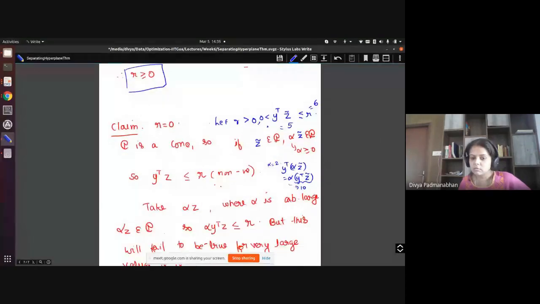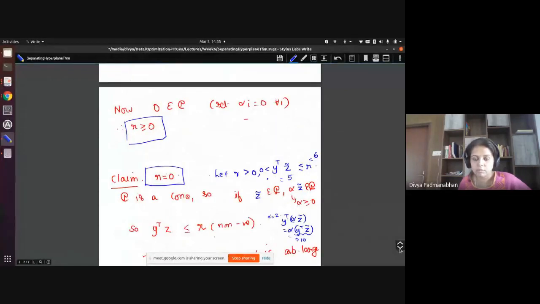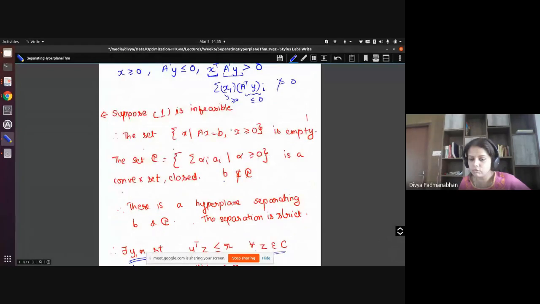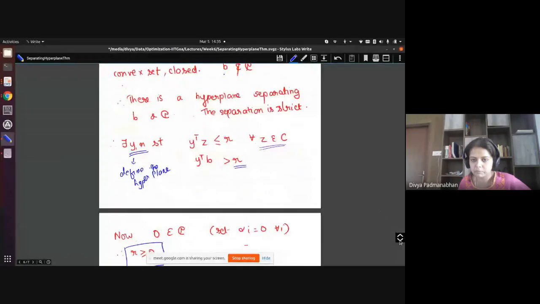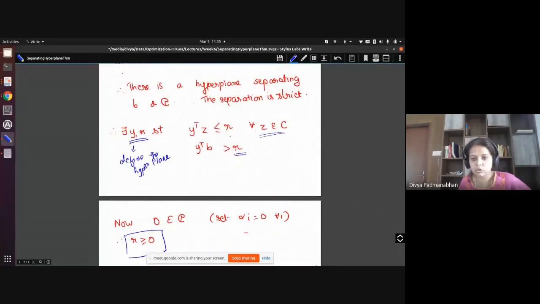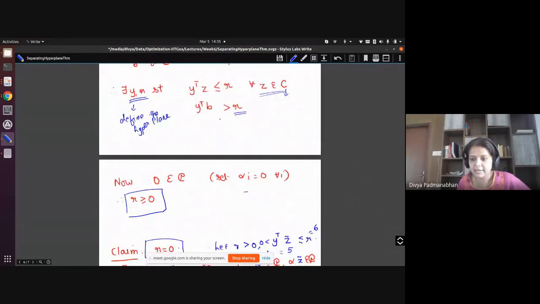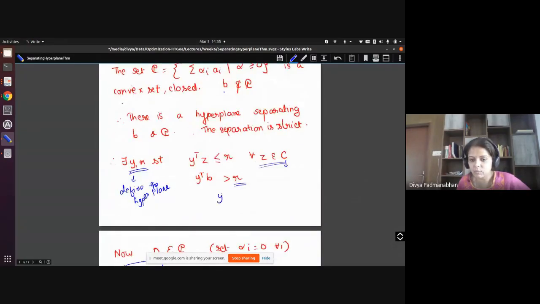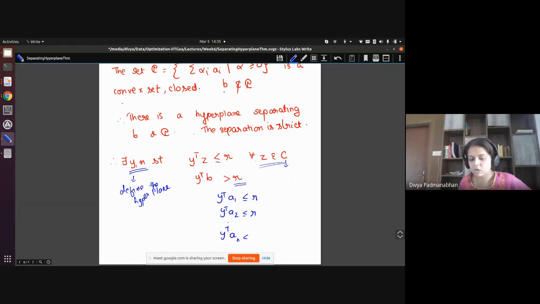So if this set is empty, then you must have a hyperplane which separates the two sets, and in short, what you're going to have is this system. Y transpose Z is less than or equal to R for all Z in this C. Now, this cone is just basically the summation of alpha times A_i. So in particular, if you take Z as all the A_i's, Y transpose A1 is less than or equal to R, Y transpose A2 is less than or equal to R, and so on up to Y transpose AN is less than or equal to R.